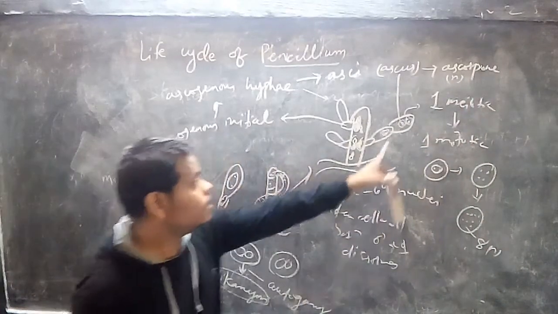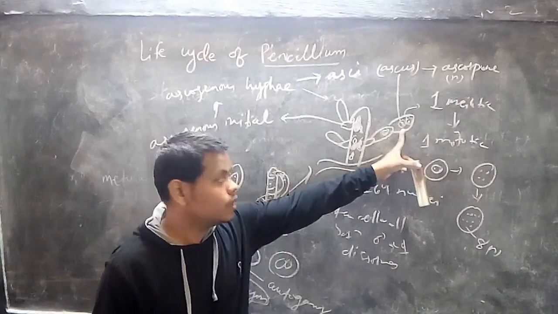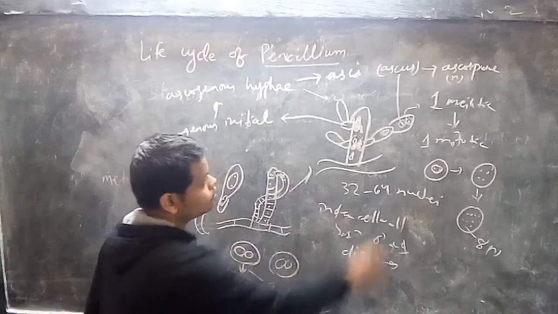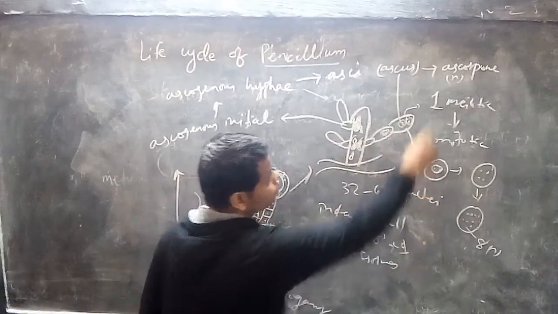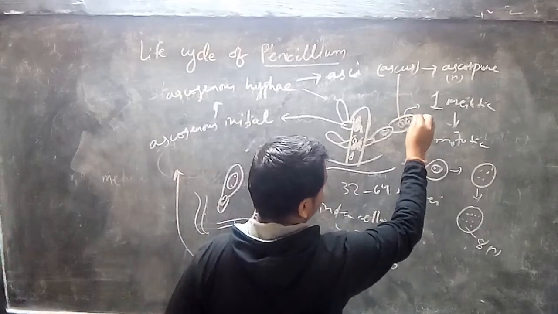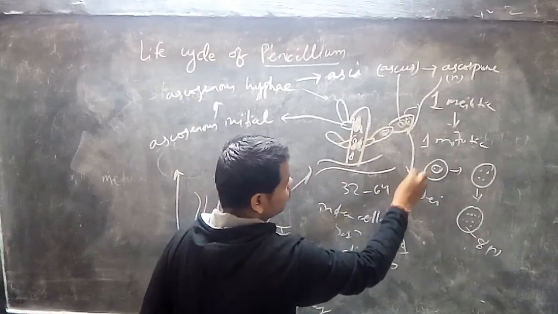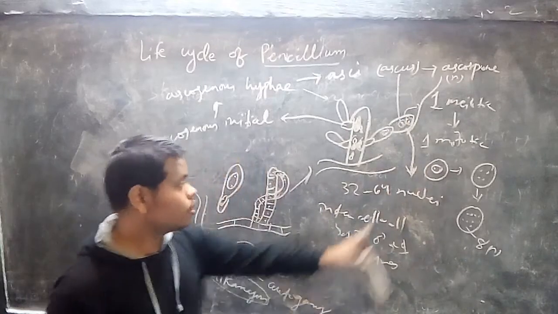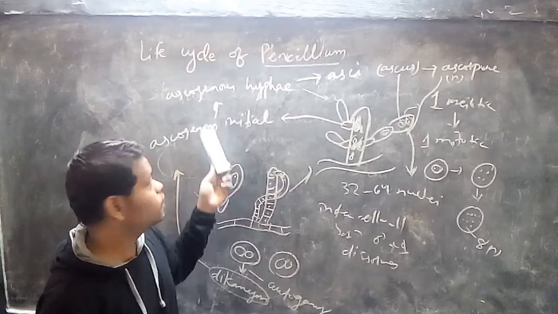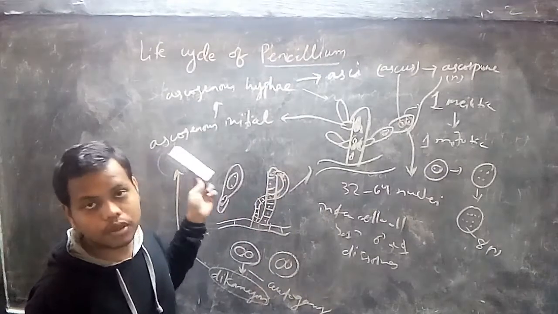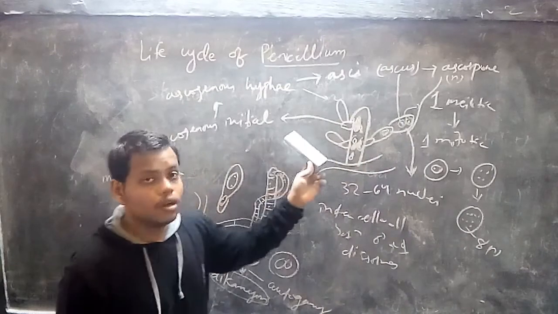Okay, when the growth and development of these ascospores are complete, they detach from the main plant and fall on the substratum and grow into new hyphae. Okay, this is the process of sexual reproduction. Sexual reproduction occurs by the plasmogamy method. It occurs by fusion of protoplasm only.